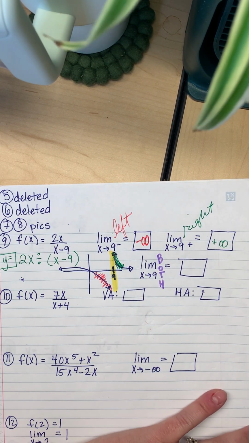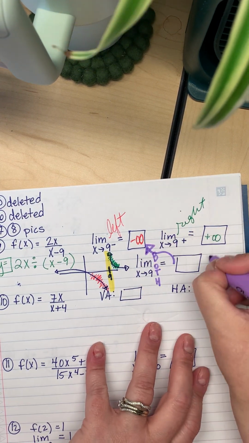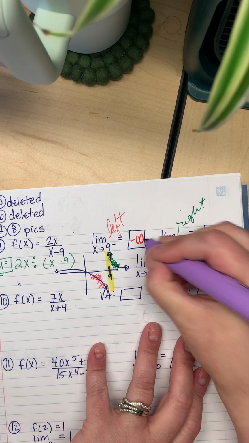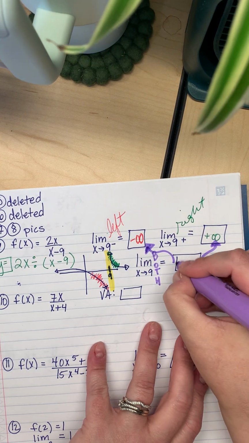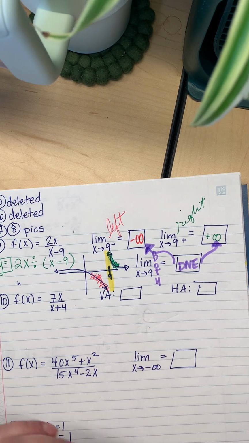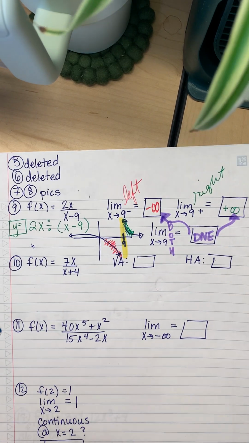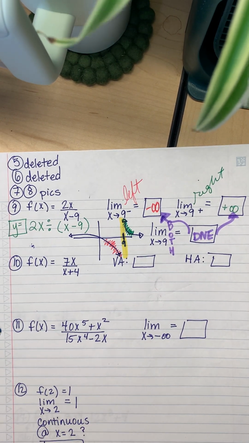Then lastly, we consider both of those, and we ask ourselves, are those the same or different? Well, they're different. So it does not exist. Yay! Okay, let's look at the next one. Number 10. This one asks for the horizontal and the vertical asymptote.